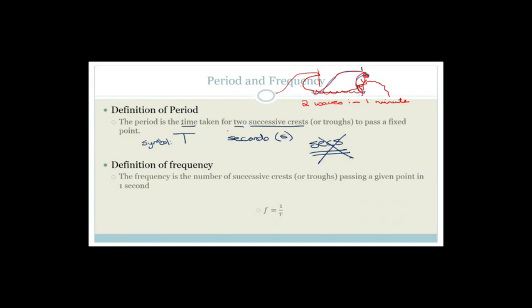Okay, so frequency is the number of successive crests passing a given point in 1 second. So not 1 minute, okay, maybe I was doing 1 minute because obviously these would be waves passing you, whereas in normal waves that we're doing, you actually need to talk about 1 second. So frequency, okay, is the number of successive crests or troughs passing a given point in 1 second. Now the symbol for frequency is an f, okay, little f, please note, little f, because the big F is force, eh? So little f is frequency.